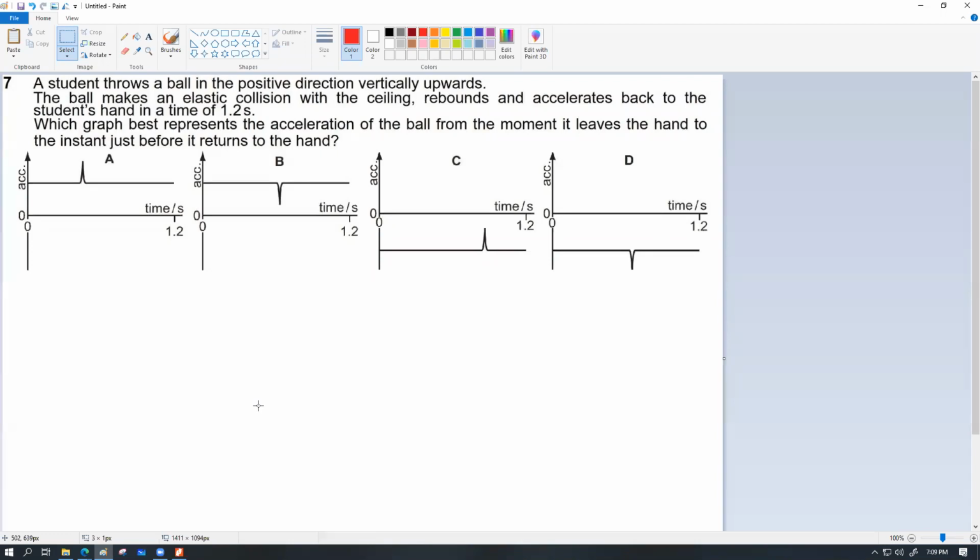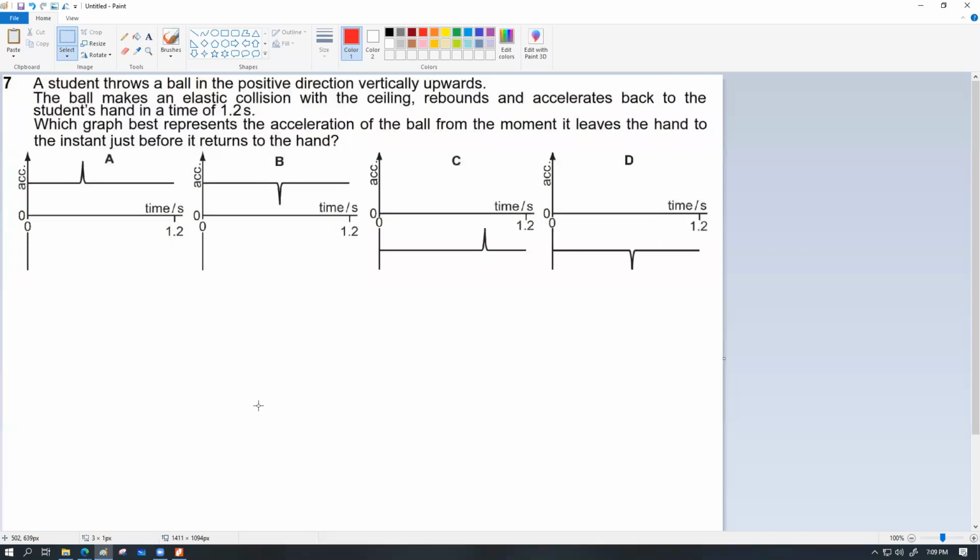So A and B are out of the question because they have messed up the position of the graph, showing it as a positive acceleration while the acceleration of gravity works downwards. So A and B are discarded. It then further reads, the ball makes an elastic collision with the ceiling, rebounds and accelerates back to the student's hand in a time of 1.2 seconds.